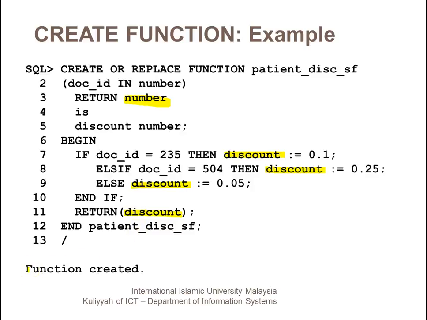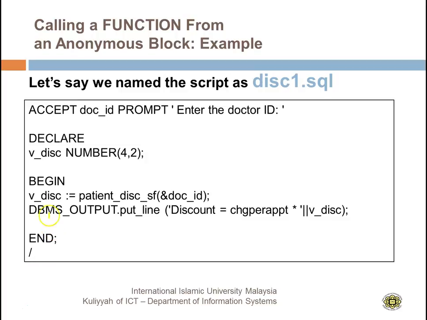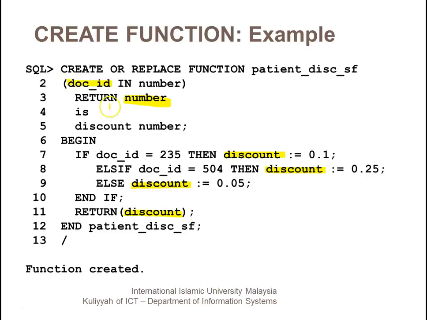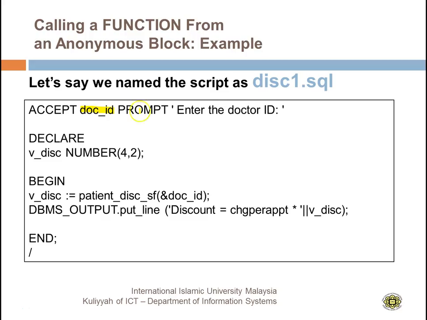Once the function is created, means you have no errors, means the function is already in the system. I can actually call it from an anonymous block, which as usual in this case I'm taking in the Dr. ID. That's because this is what I need for the function. And then I declare a discount variable. This is the variable that I'm going to hold the values from the function.